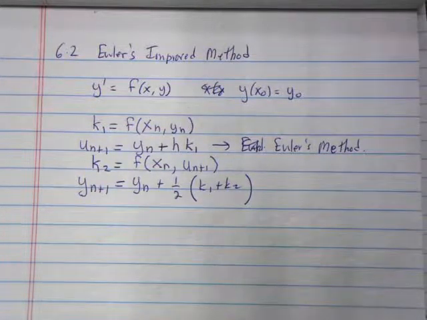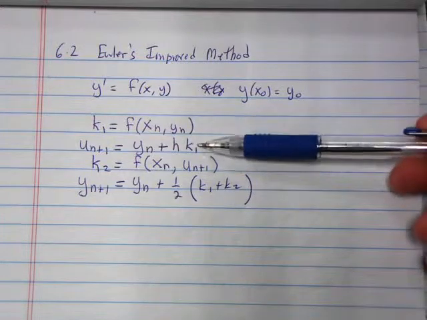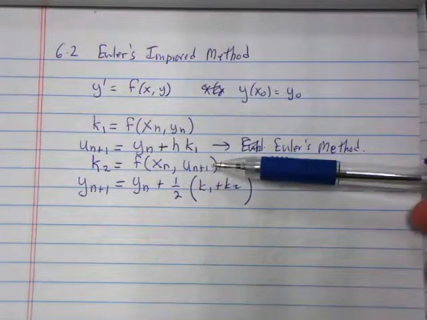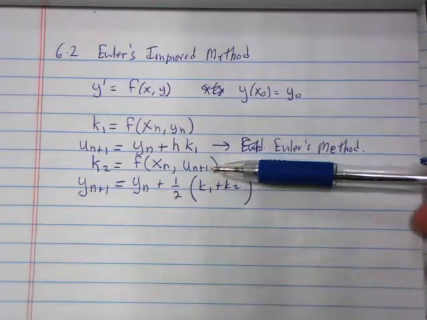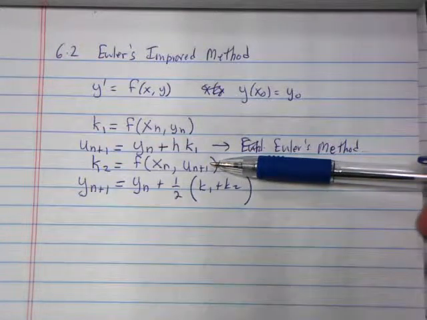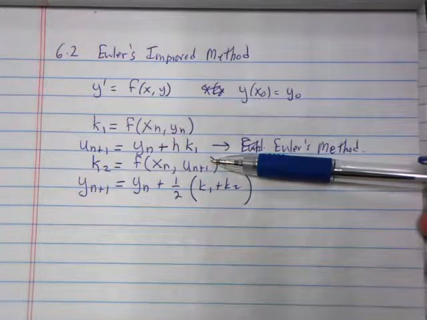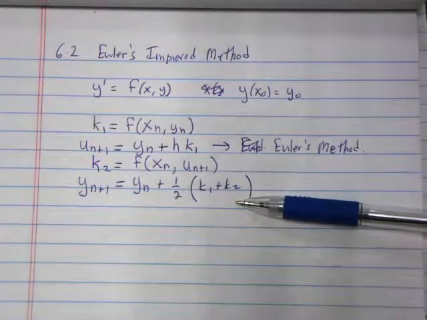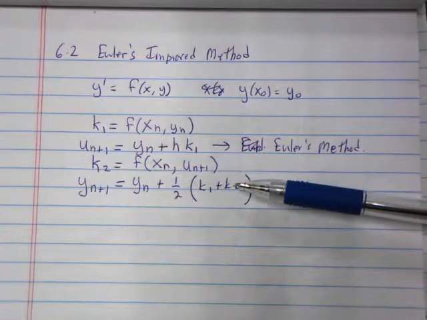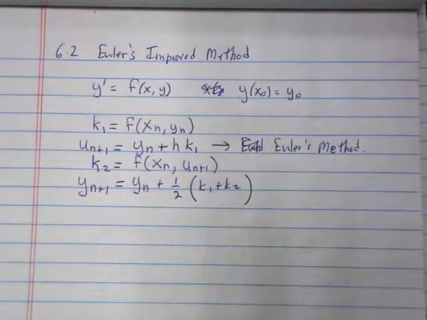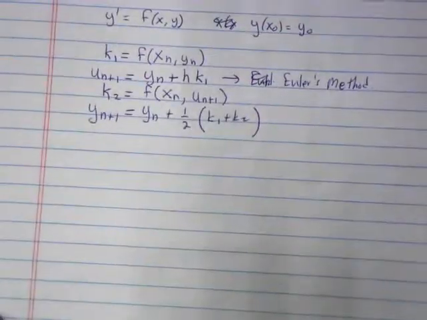So basically what we're doing here is, this is the y value that we got from Euler's method. This is kind of the y value you would get from the next step of Euler's original method. And then we're averaging them and getting a more accurate answer. So this is called the predictor-corrector method. This is your prediction, this is your corrector.